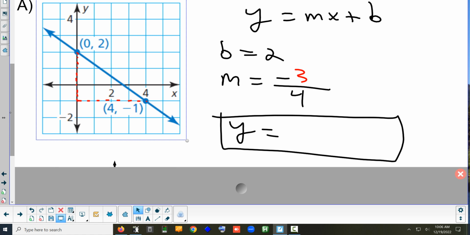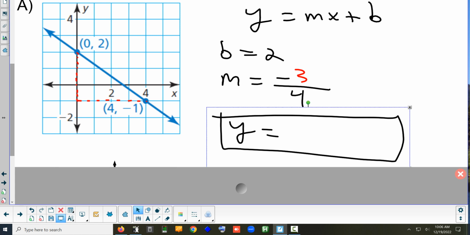So what's m here? Negative 3 over 4, yep. And now, what do you get when you just fill that part in first? You'd have y equals, and then what would go right there? Negative 3 over 4.